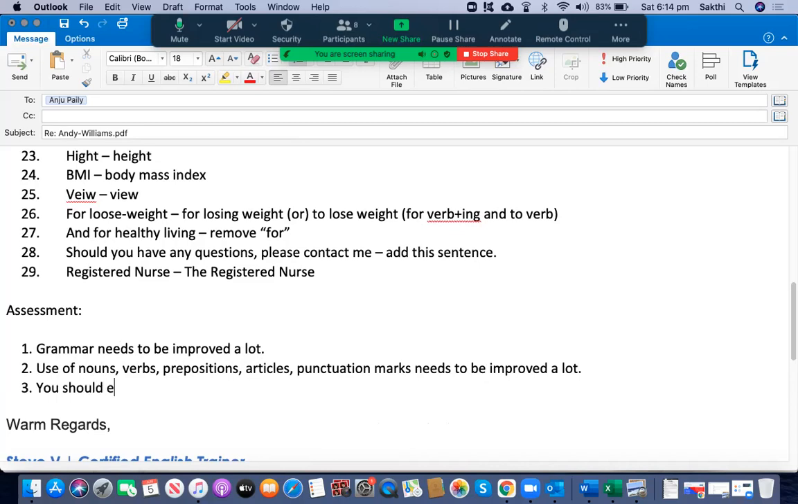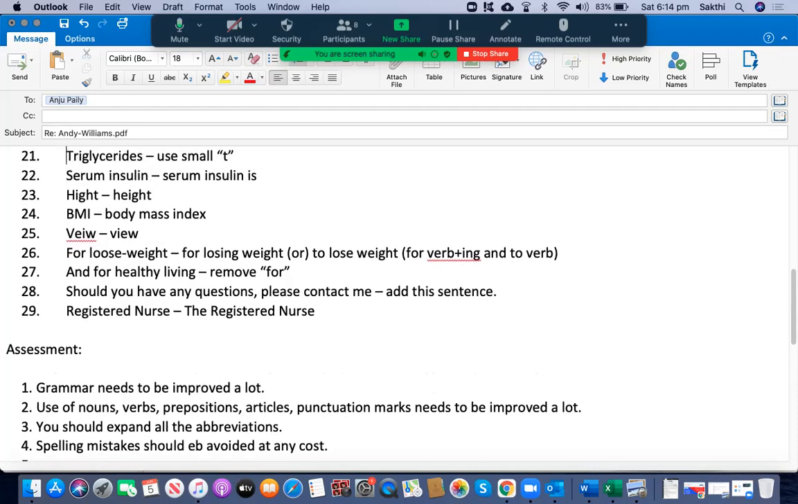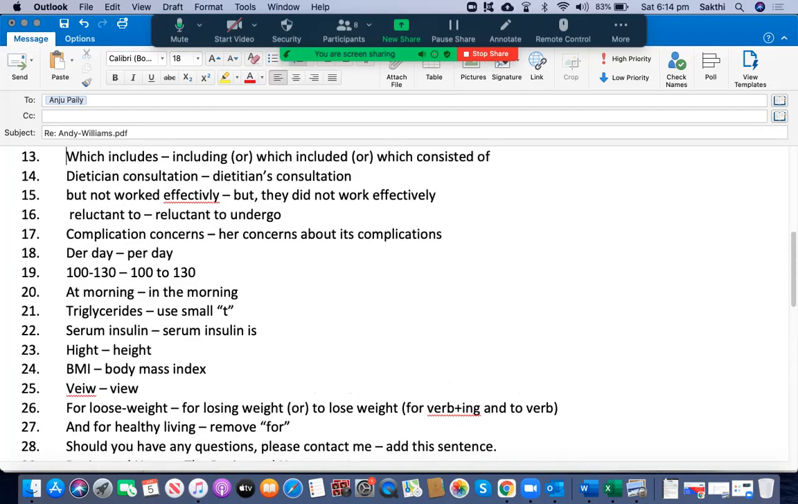You should expand all the abbreviations. Remember that you can't use abbreviations like anything. Spelling mistakes are another problem. It's a major problem. Spelling mistakes should be avoided at any cost. You have to work on that. So how do we rectify the spelling mistakes? When you commit any spelling mistake, write it down 100 times. Go for it. This is the punishment. There is no other way.